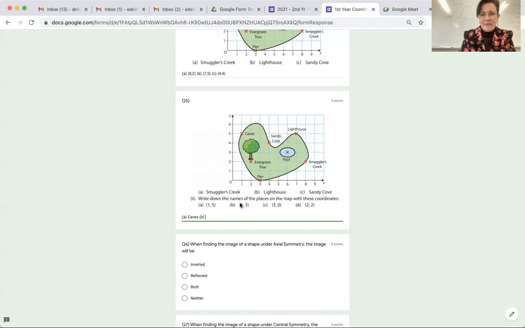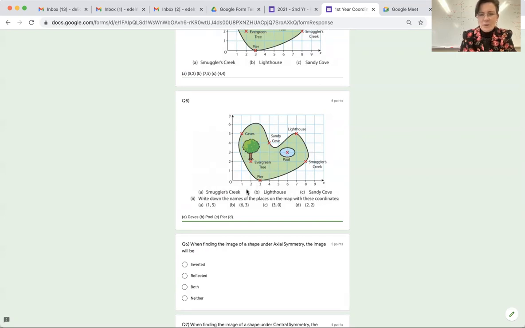1, 5 is the caves. Next, 6, 3. Over to 6, up to 3. 6, 3 is the pool. Part C, 3, 0. Over to 3 and don't go up or down. And we're at the pier.